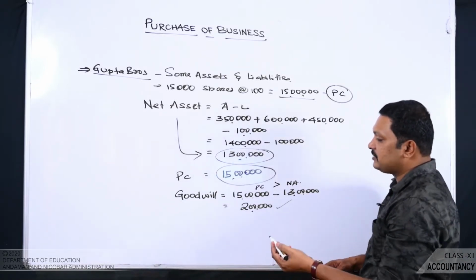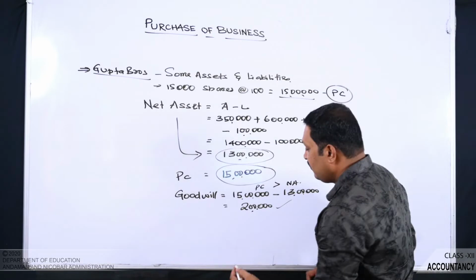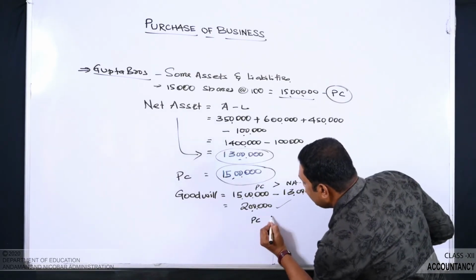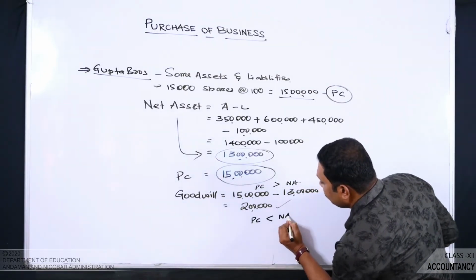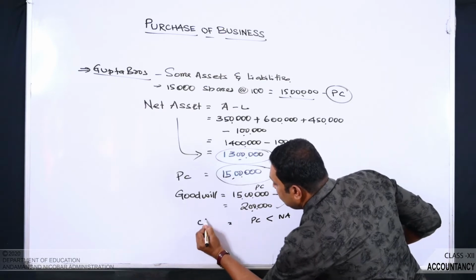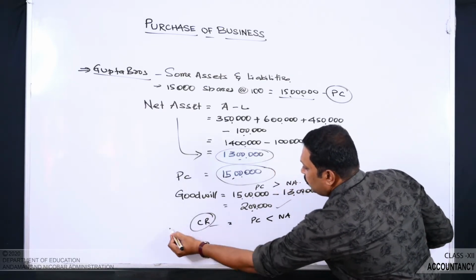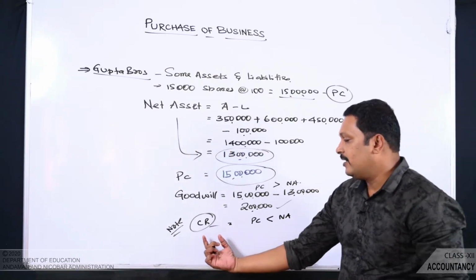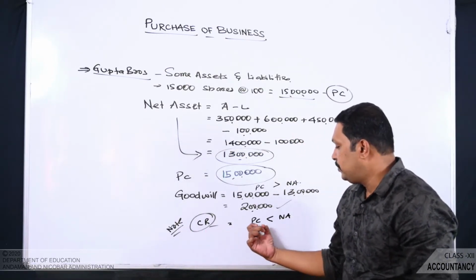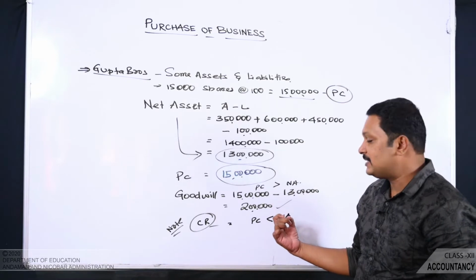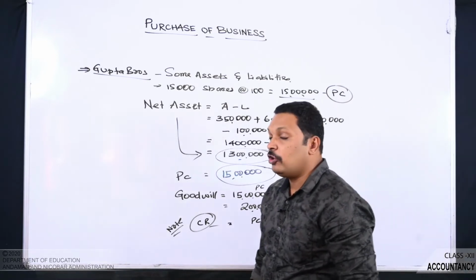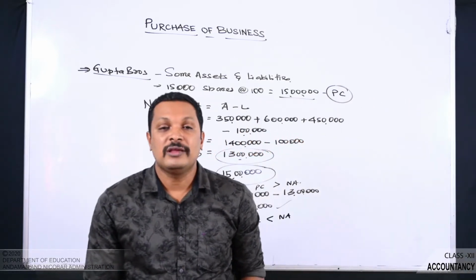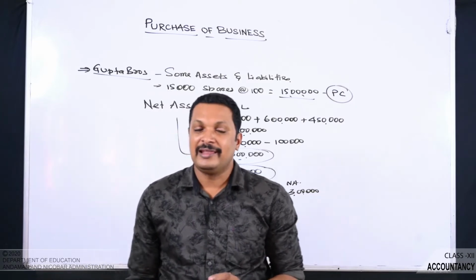In return, in some cases, there may be capital reserve. When PC is less than the net asset, you may get capital reserve. Okay, note down. Actually, this is not a part of the question, but remember the formula. Capital reserve is equal to net asset minus PC. When PC is less than the net asset, then we get capital reserve. That is called capital profit. It will be credited.